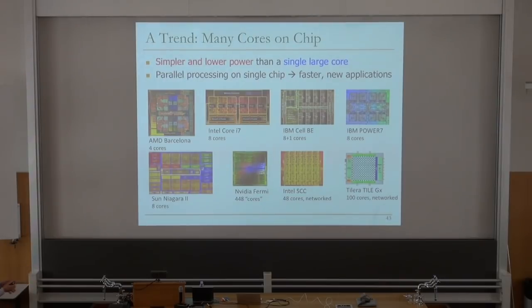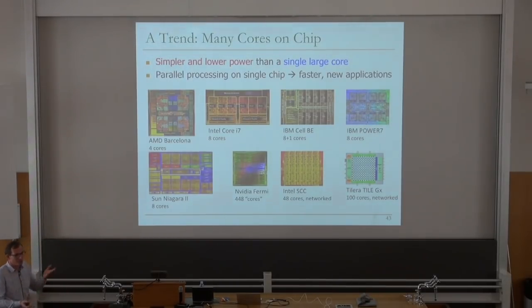Okay, so why have people moved to multi-core? Because it's simpler and lower power. A single small core is simpler and lower power than a single large core. We may talk about this more, but if you've taken digital circuits, you know the complexity that goes into building a single large core: the out of order execution units, all the memory dependency checking that you need to do to speed up a single-threaded program. If you parallelize your program and get performance, it's much easier and much nicer, of course.